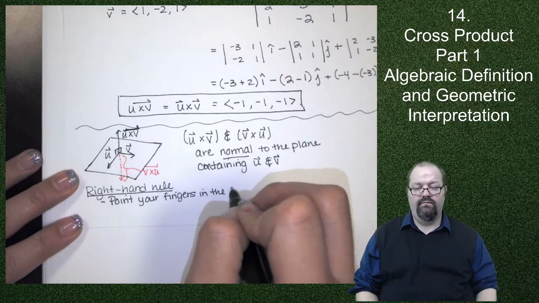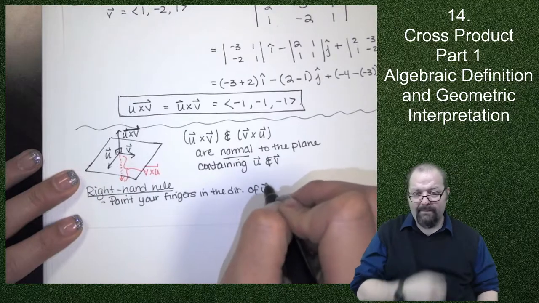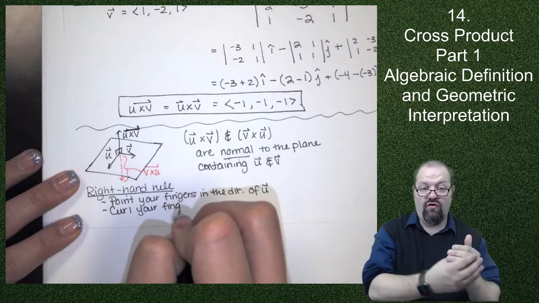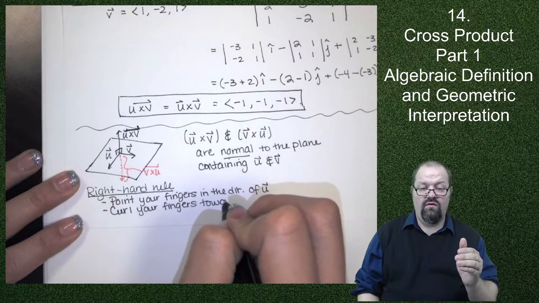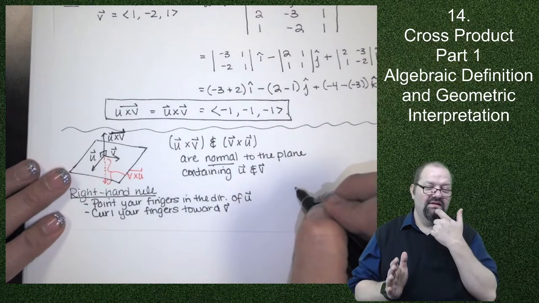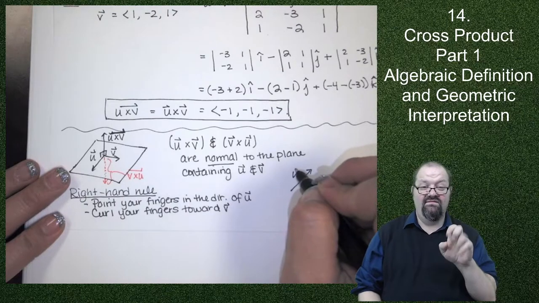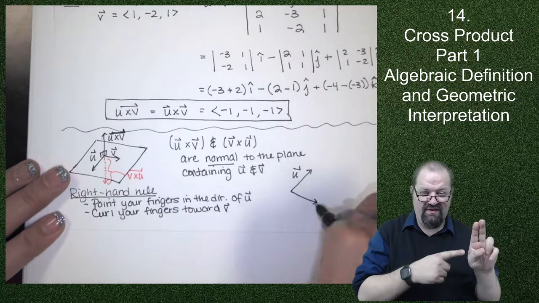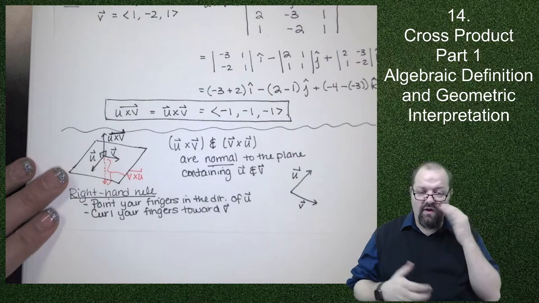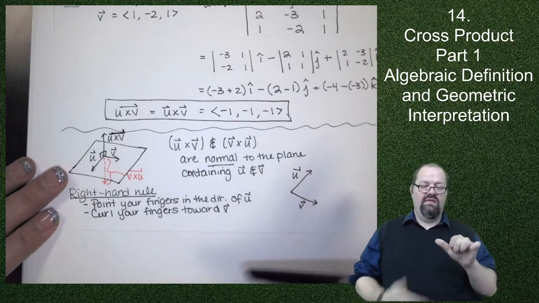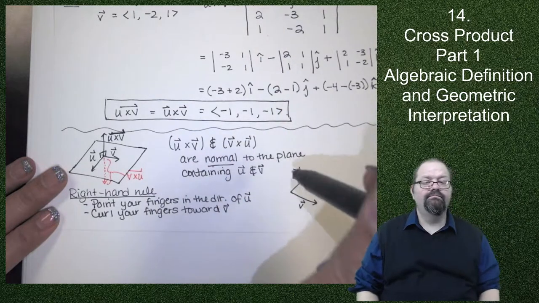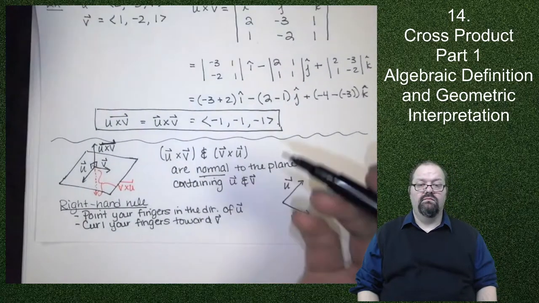In the direction of u. And then you want to curl your fingers toward v. So let's say this is my vector u, and this is my vector v. And I want to know, this is in the plane of the page. Does u cross v point out of the page, so it's pointing up toward us, or into the page, so like into my desk below us?